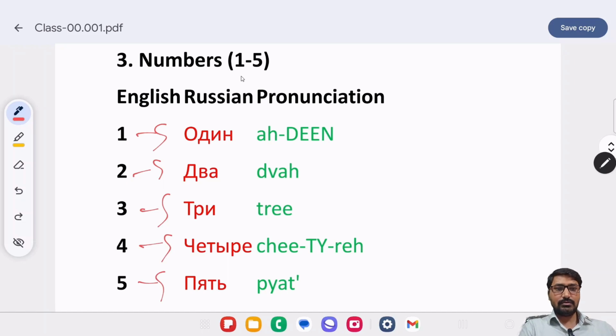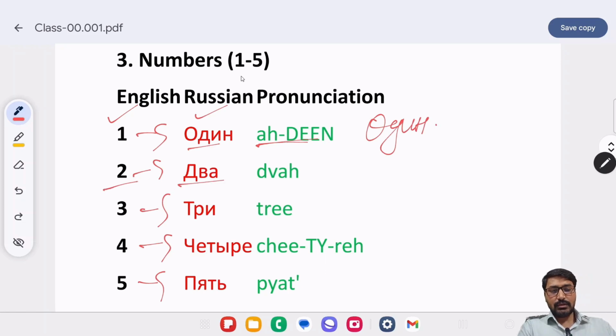Later on I will teach you till million, billion, trillion, whatever is there. So just start with the small. Here pronunciation is there, this is Russian, and you can see here numbers 1 to 5. One is in Russian azin. How to write azin?